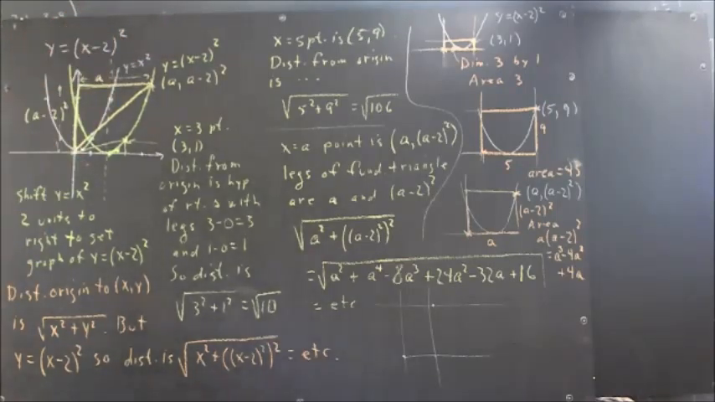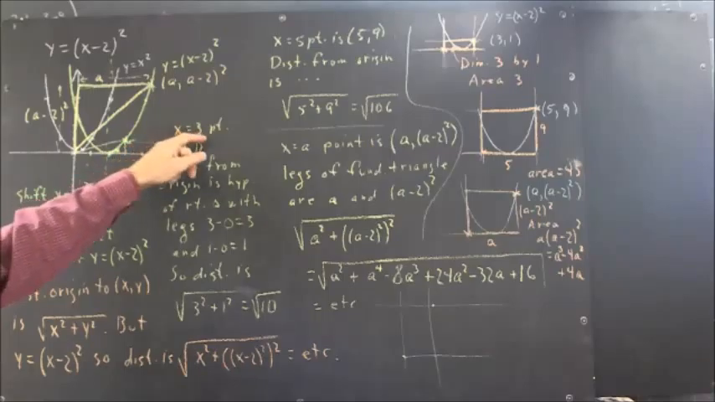Now, just looking at it in terms of the operations you would use on a y equals x squared graph: we start with y equals x squared, we shift it 2 units to the right, and that gives us the graph of y equals quantity x minus 2 squared. Then we ask some questions. We ask about the distance from the origin to various points.